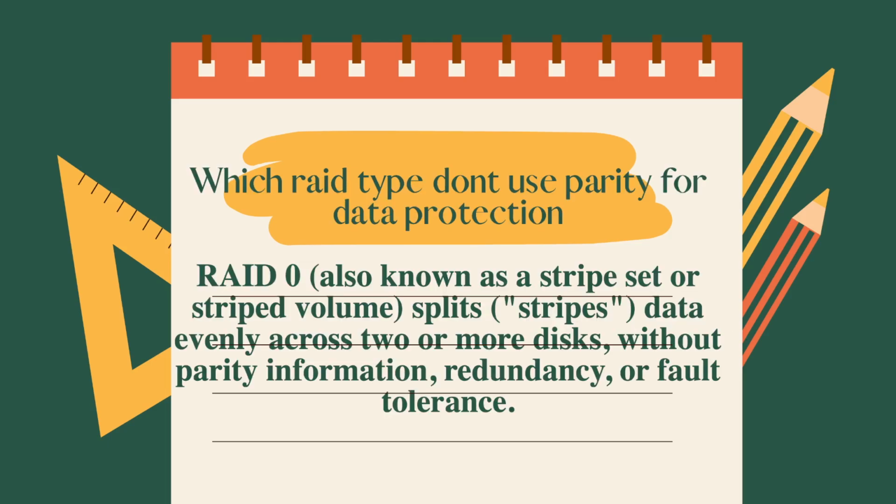This was the next question. Which RAID type doesn't use parity for data protection? The right answer is RAID 0. We also call it a stripe set or striped volume. It splits data evenly across 2 or more disks without parity information, redundancy or fault tolerance. So this is RAID 0, the one that does not use parity for data protection.